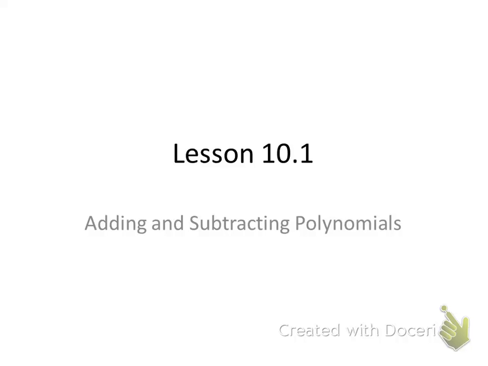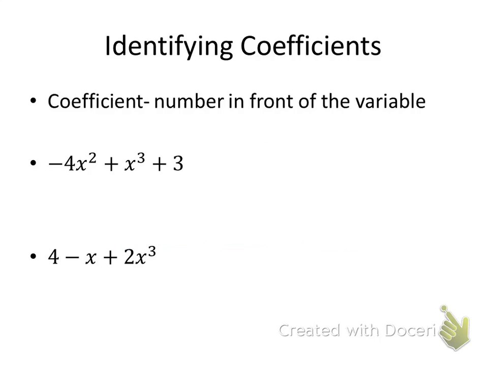All right, so we're going to do lesson 10.1, which is adding and subtracting polynomials. The first thing that we're going to talk about is coefficients, okay? Now, coefficients are the numbers that are in front of the variable, okay? If you remember, the term variable means it's a letter. So like X, Y, A, B, whatever it may be, okay? Whatever that letter is, it's going to be the number in front of the variable, okay?